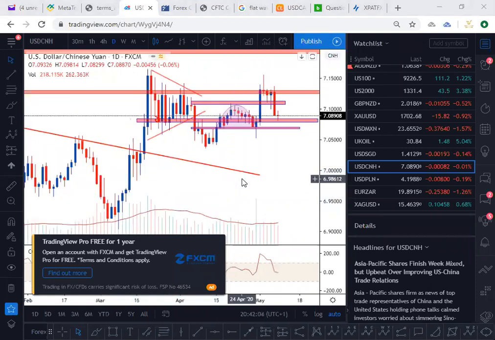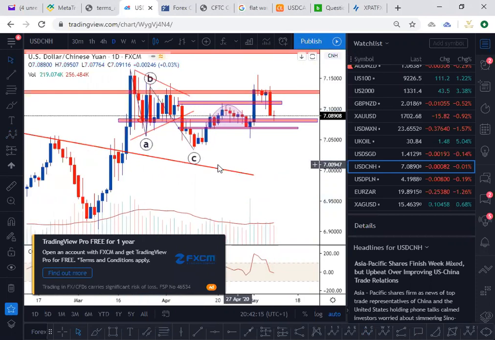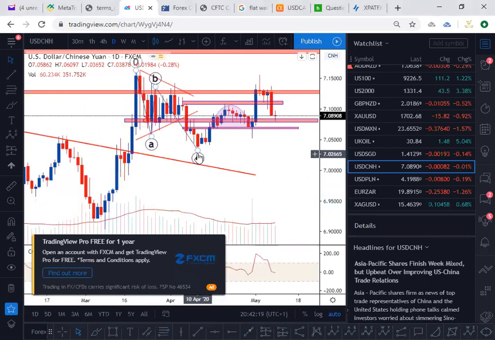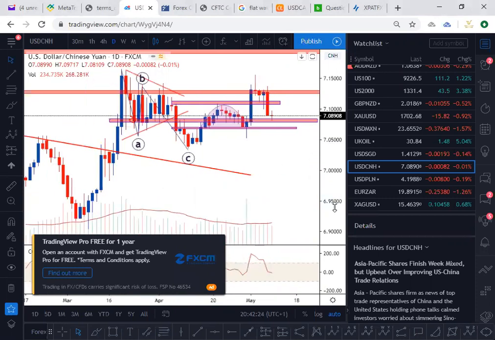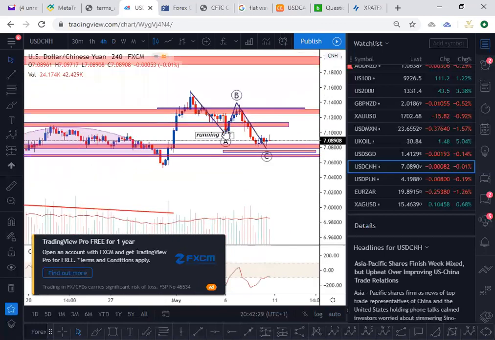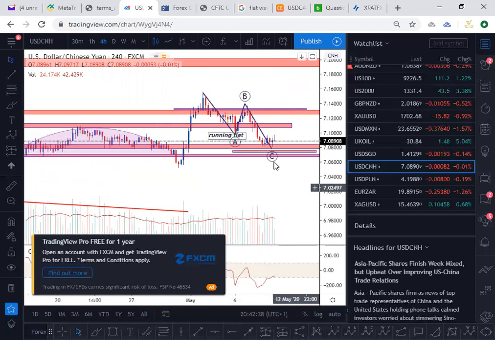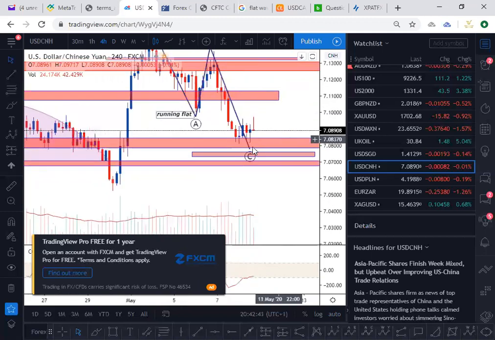What can we identify? First, if this is ABC, which is a zigzag, we could expect the market to make a push from this point to the upside, but that we do not know. Now we are going to the lower time frame. What else can we see? We could see that this is also a flat pattern, and from this point price has started pushing upside.